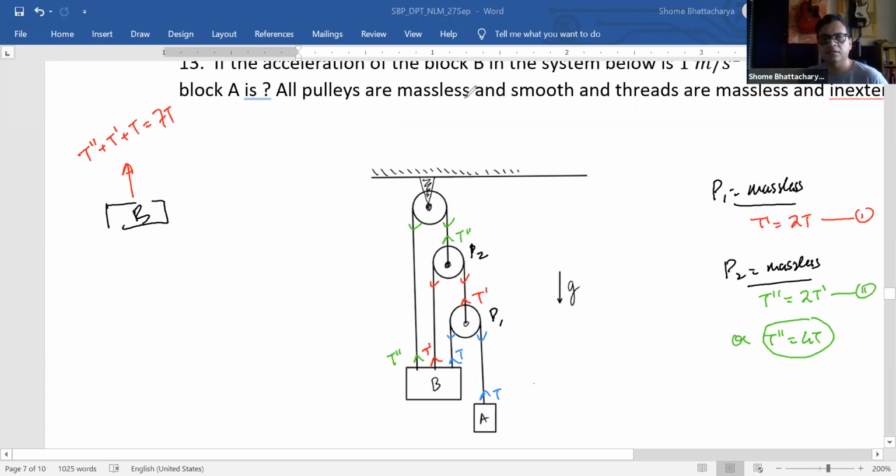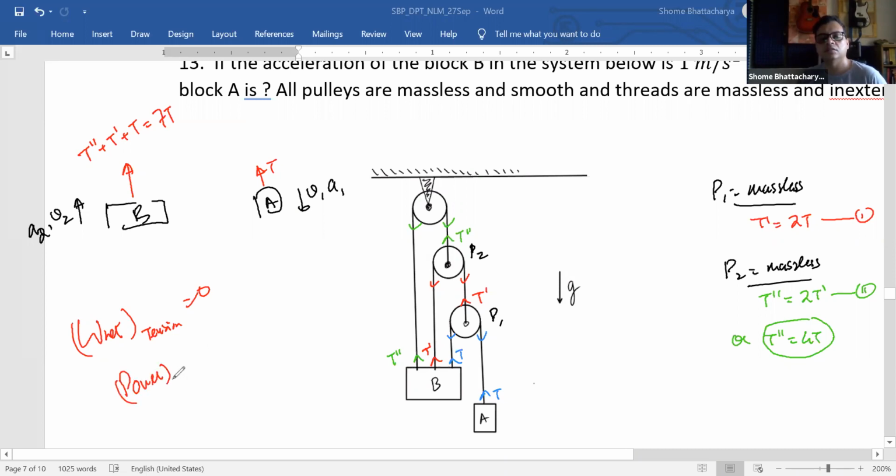Okay, and it is given to us that B is moving upward, suppose, at acceleration a1 or whatever, a2, or velocity v2, and A on the other hand is coming down with a velocity v1, acceleration a1, etc. But on A, the tension acting is only T. So forget about the other forces. Okay, just the net work done by tension in the system should be zero, or net power delivered by tension in the system should be zero.